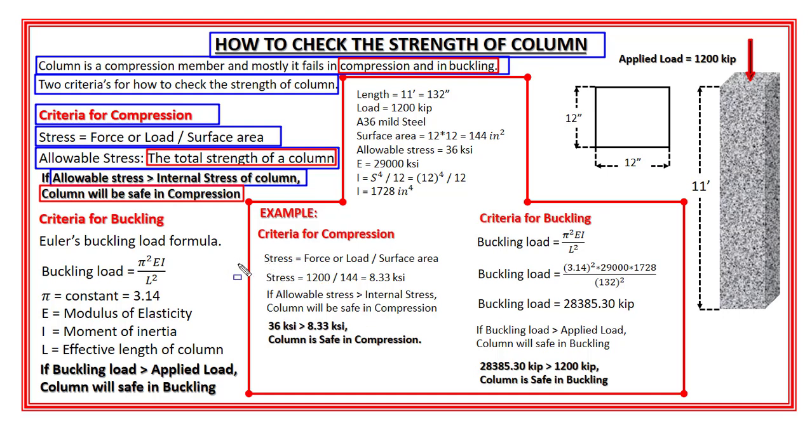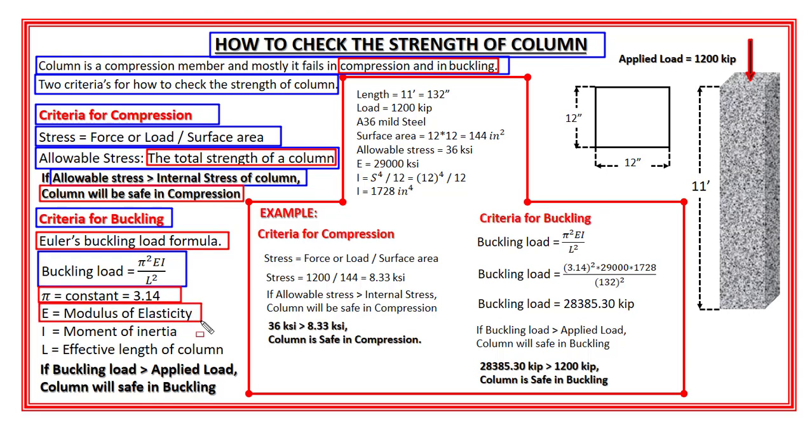Now let's talk about the second criteria of how to check the strength of column. So the second criteria is for the buckling. Now for buckling, we use Euler's buckling load formula. So according to this formula, the buckling load is equal to pi square EI divided by L square, where pi is a constant which is equal to 3.14, E is the modulus of elasticity of the material used in the column, I is the moment of inertia of the column, and L is the effective length of the column.